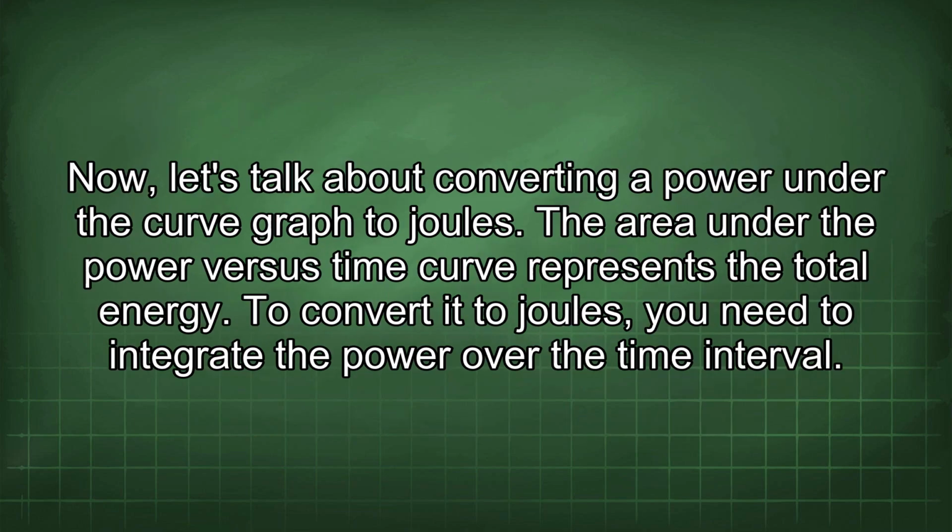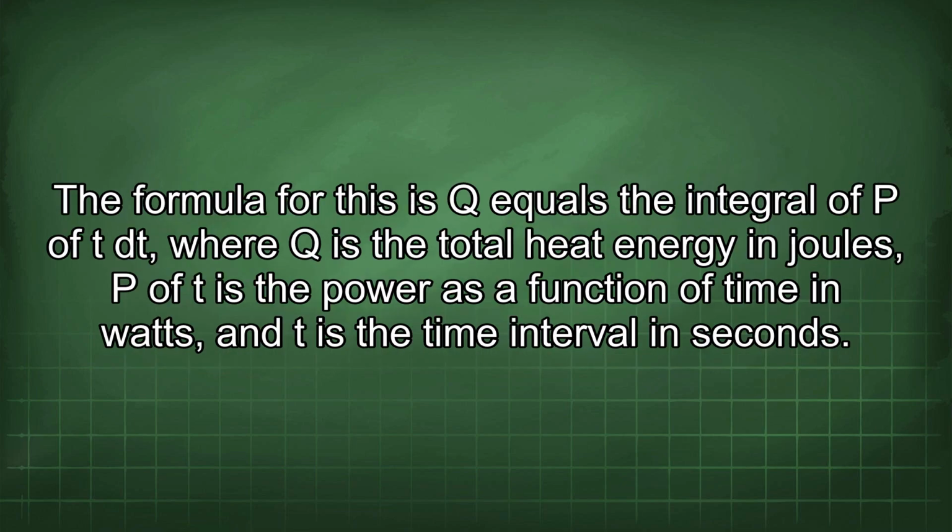Now let's talk about converting a power under the curve graph to joules. The area under the power versus time curve represents the total energy. To convert it to joules, you need to integrate the power over the time interval. The formula for this is Q equals the integral of P of t dt, where Q is the total heat energy in joules, P of t is the power as a function of time in watts, and t is the time interval in seconds.